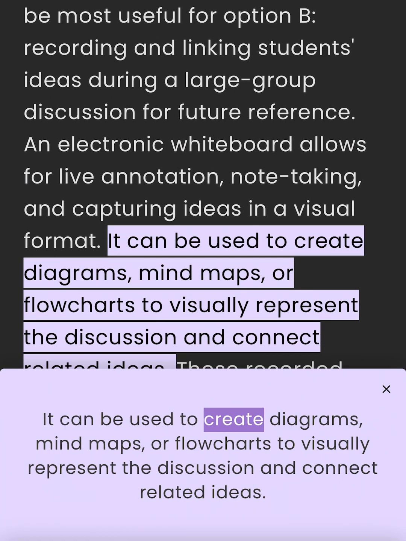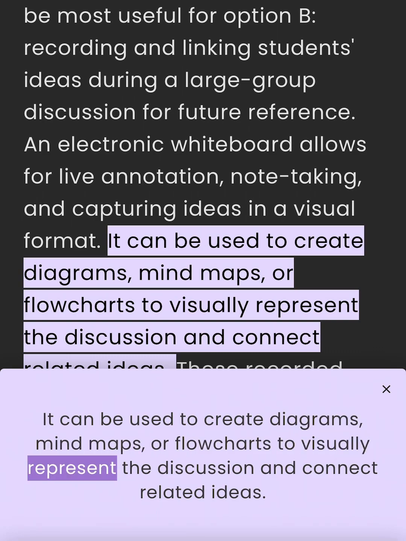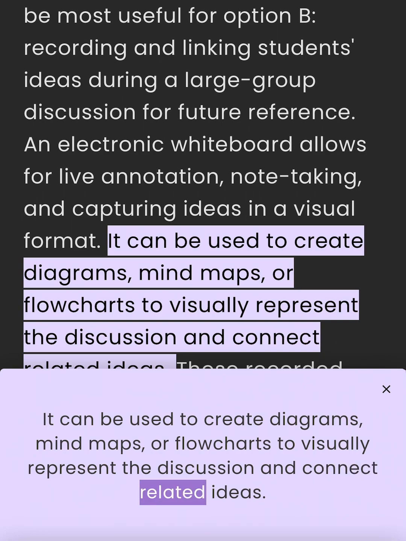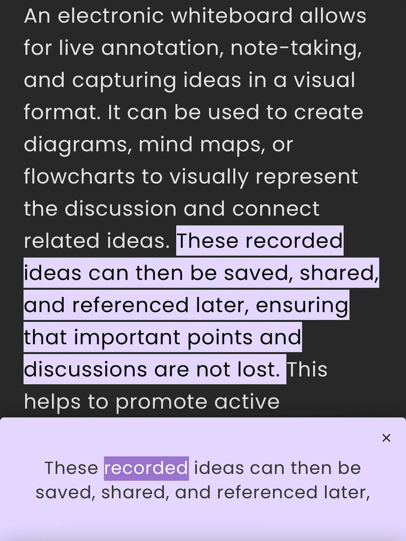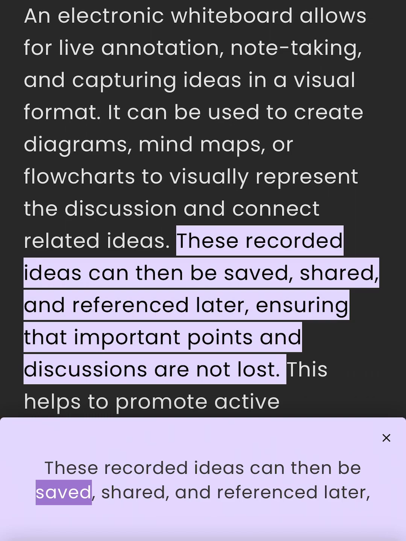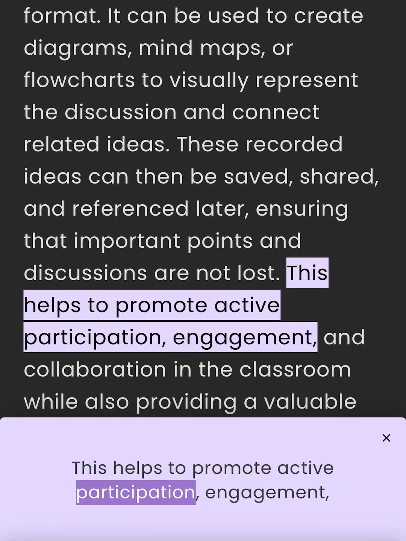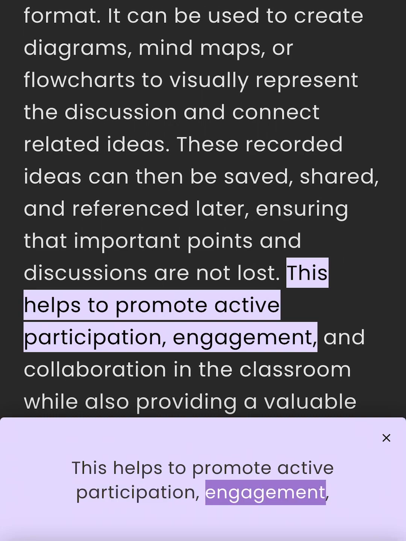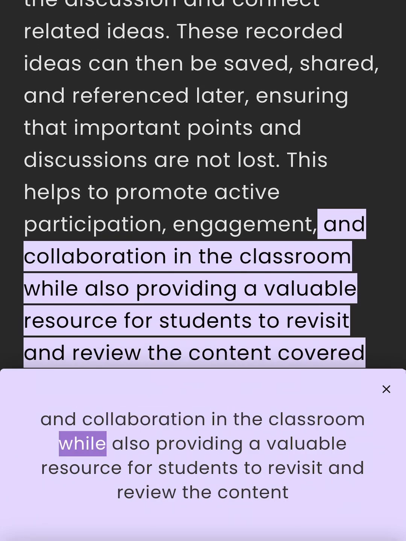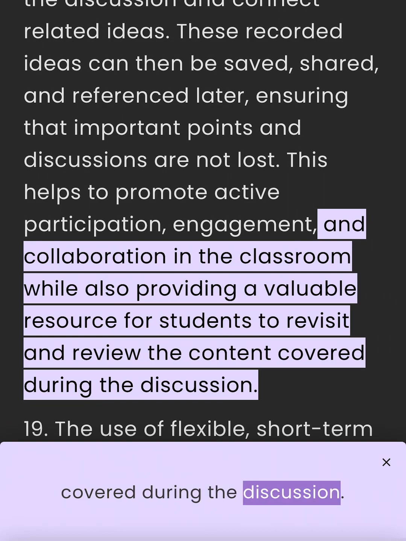It can be used to create diagrams, mind maps, or flowcharts to visually represent the discussion and connect related ideas. These recorded ideas can then be saved, shared, and referenced later, ensuring that important points and discussions are not lost. This helps to promote active participation, engagement, and collaboration in the classroom, while also providing a valuable resource for students to revisit and review the content covered during the discussion.